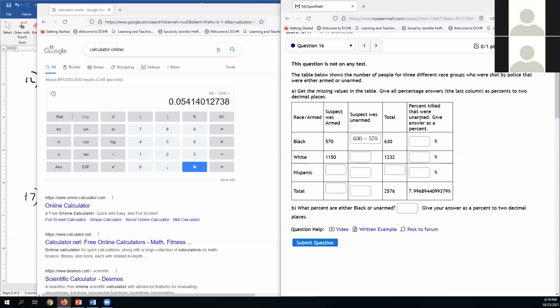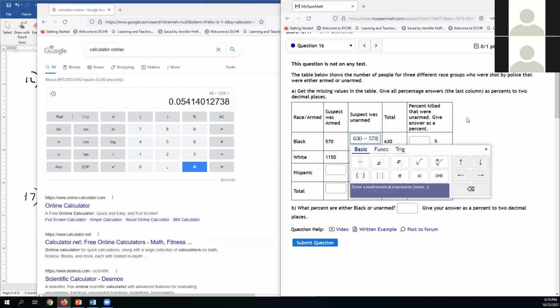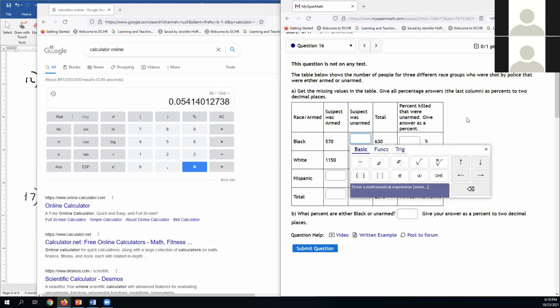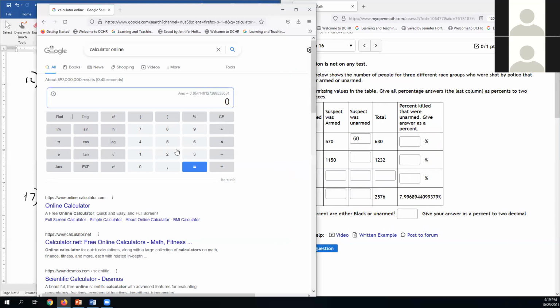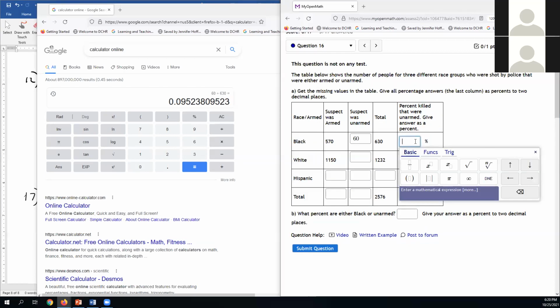And then to get the percent that were unarmed, on a calculator, 630 minus 570, you would get 60. It might just be easier to put that in. Now to get this percent, we would take the 60 divided by the total, 630. And I get this. And then, see the percent sign? We have to move our decimal point over 2 places. So this would be 9.5%.